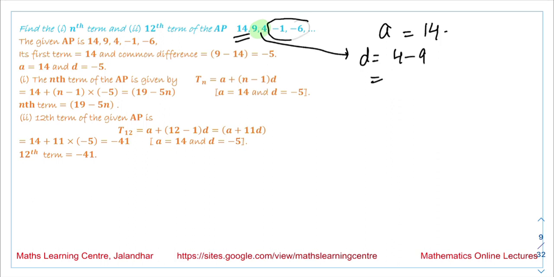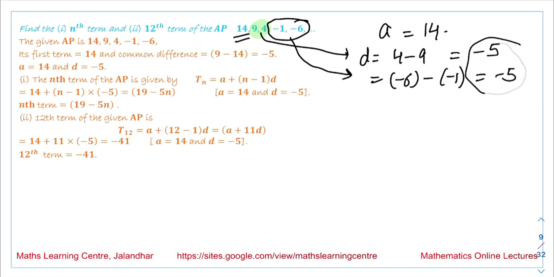You can consider minus 1 and minus 6. Then the value will be minus 6 minus minus 1. So the value we have is minus 5. So these are the values of D that we have. So we are saying the value of D that we have is minus 5.